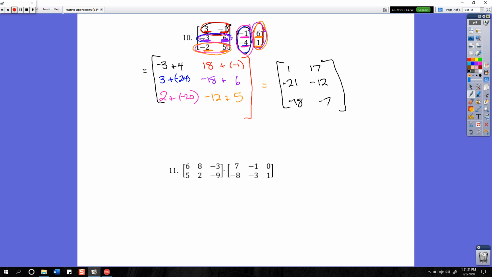Alright, last problem here, number 11. Again, start with finding your dimensions here. So I have a 2 by 3, multiplying it by a 2 by 3. So I see that the columns aren't the same as the rows. So I will not be able to multiply this. So my answer here would just be undefined.